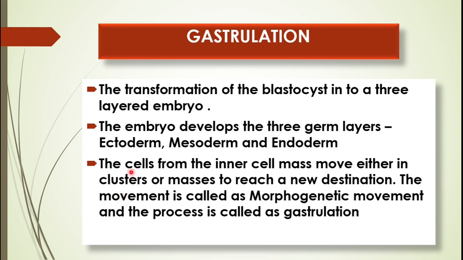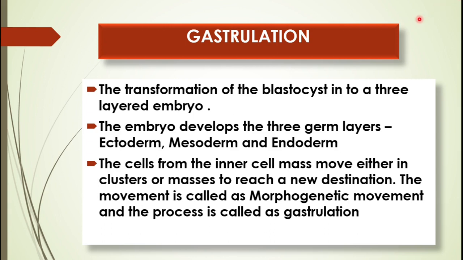Now, how does this happen? You would recollect that the blastocyst had an inner cell mass as well as an outer layer called as the trophoblast. The inner cell mass moves either in groups or clusters or masses to reach a new destination. Meaning, from the inner cell mass, a group of cells may move to the blastocele and establish a complete layer within the embryo. That newly formed layer is the endoderm, the innermost layer.